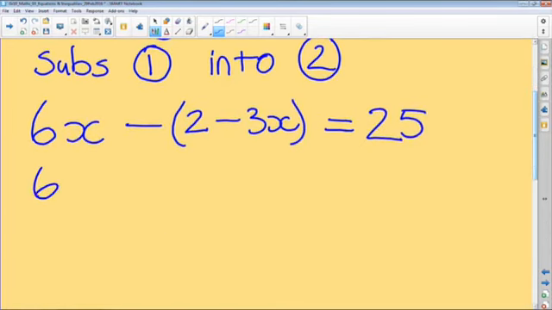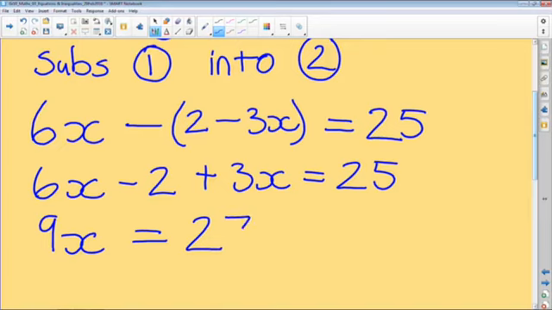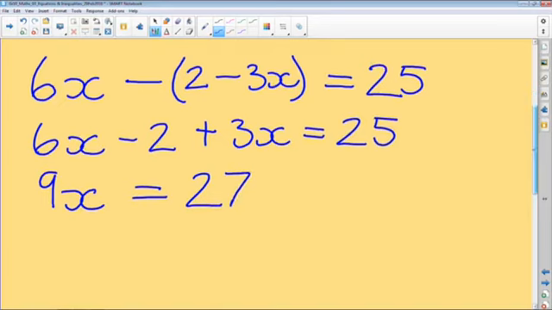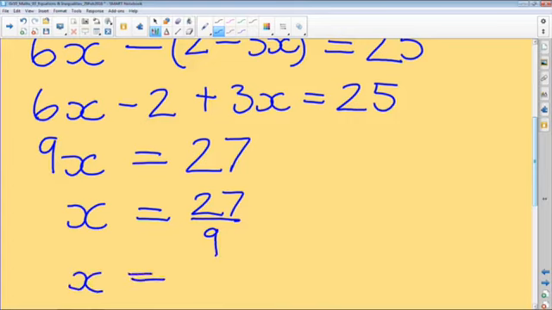I'm going to multiply in that negative, giving me negative 2x and plus 3x is equals to 25. It is a linear equation, which means I need to have all of my x's on one side and all of my numbers on the other side. I'm skipping a few steps here, but you are all old enough and ugly enough to do it as well. Giving me an answer of 27 divided by 9, which means that x is equals to 3.